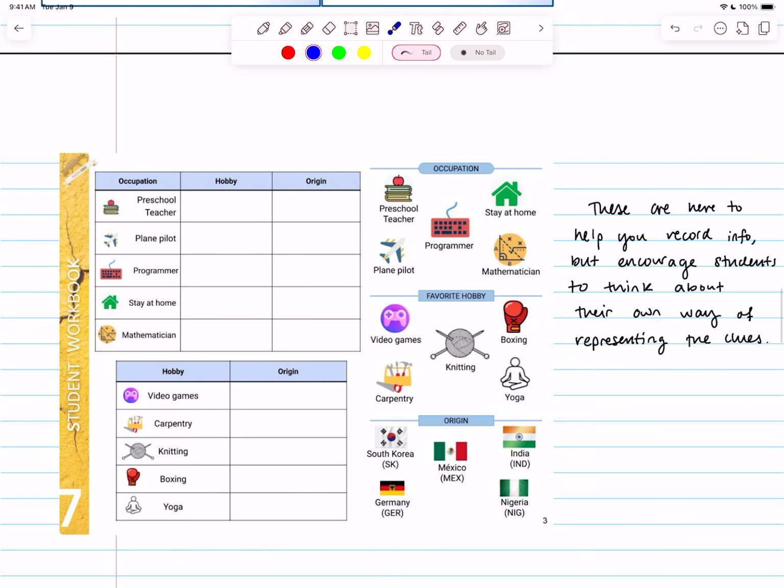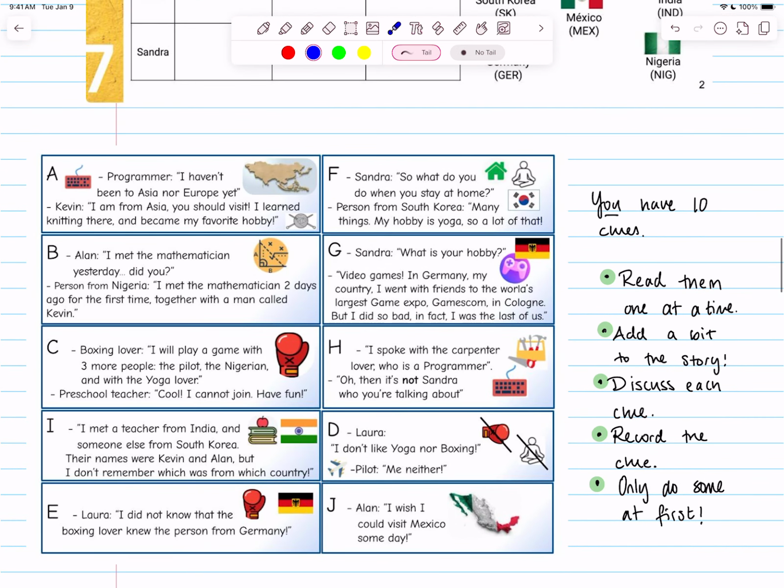How do you record the actual information of these clues? Well, there's several tables here in the student worksheet that'll help students get started on recording this information, but really encourage students to think about their own way of representing the clues. When I was solving this puzzle just on my own from nothing, I used several different ways of representing the data because, frankly, these clues, they're pretty complicated.